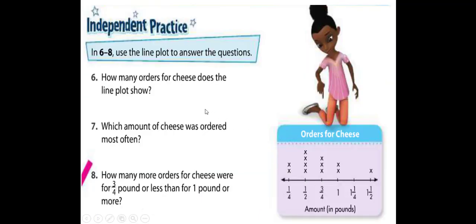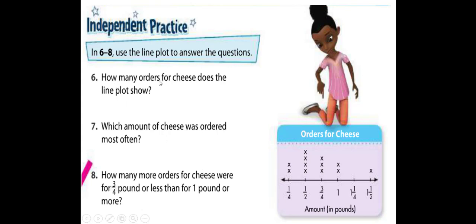Okay, this is another question. We have here a line plot and we need to read it. Let's understand it first. Here we have orders of cheese, and here amount in pounds. So we have some guys here, 2 guys have ordered quarter pound of cheese, and here 4 guys have ordered half pound of cheese. If you can read it like that, you can answer any question here, inshallah.